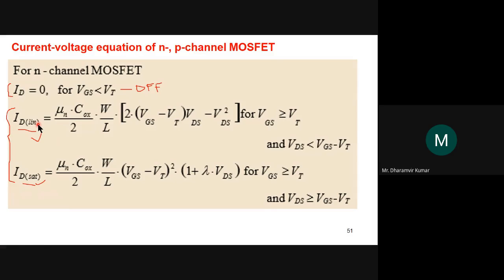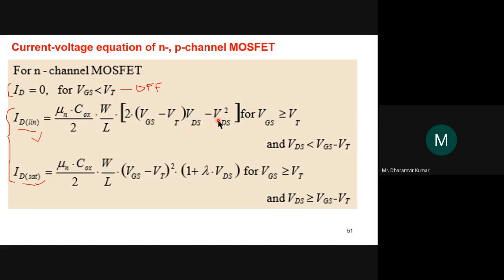For linear current, this is given by, this parameter will remain same. Okay, so mu n C oxide by 2 into W by L, where mu n is the mobility of free electrons, C oxide is the oxide capacitance, W is the width of the channel, L is the length of the channel. Okay, and within brackets we have 2 into (VGS minus VT) into VDS minus VDS square.